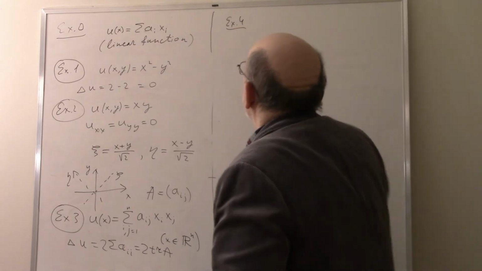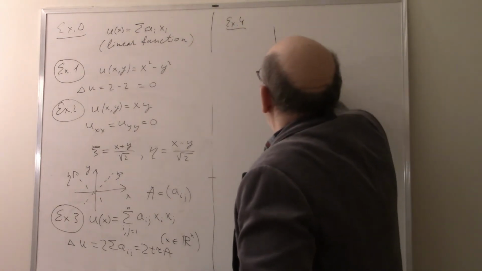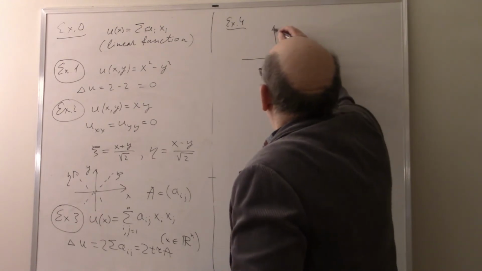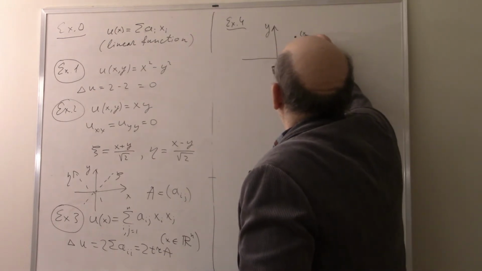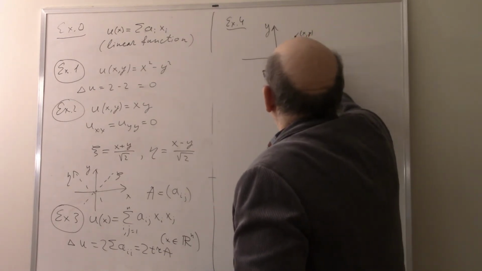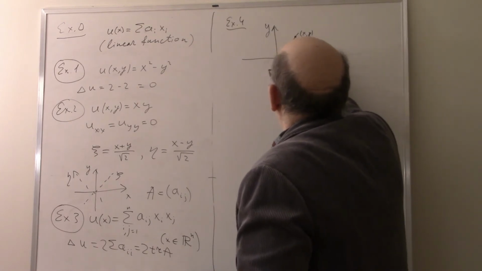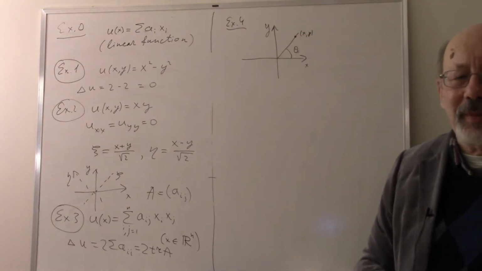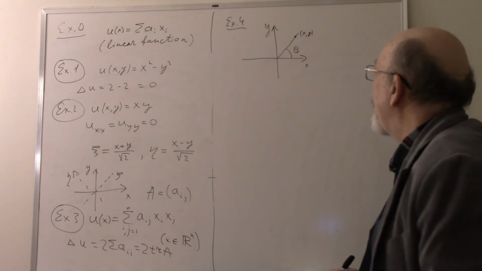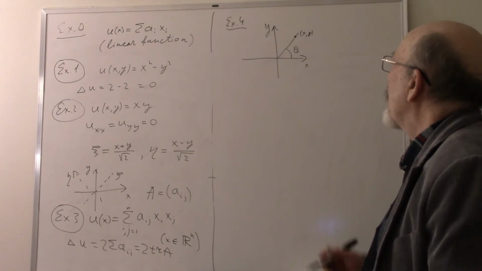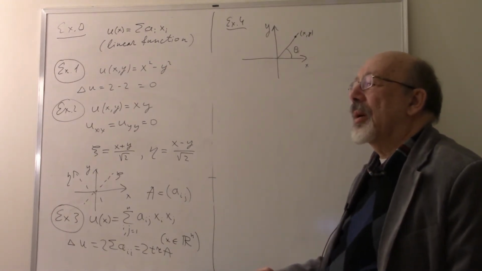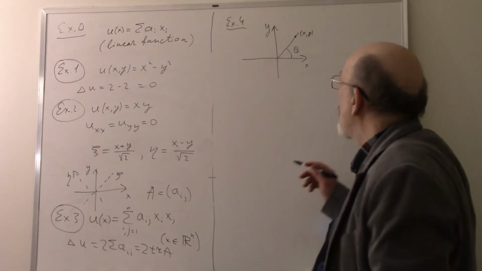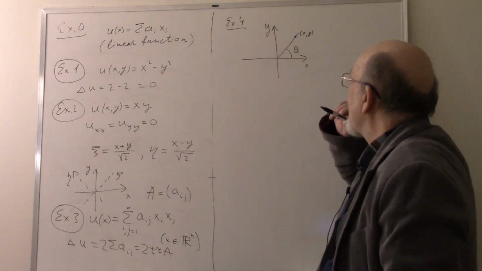Example 4. Consider in the xy plane the function, it is a point xy, and the function is this angle phi. Let me denote it theta. Theta is polar angle. It is defined everywhere but at the origin, and so how to find its Laplacian, this function.